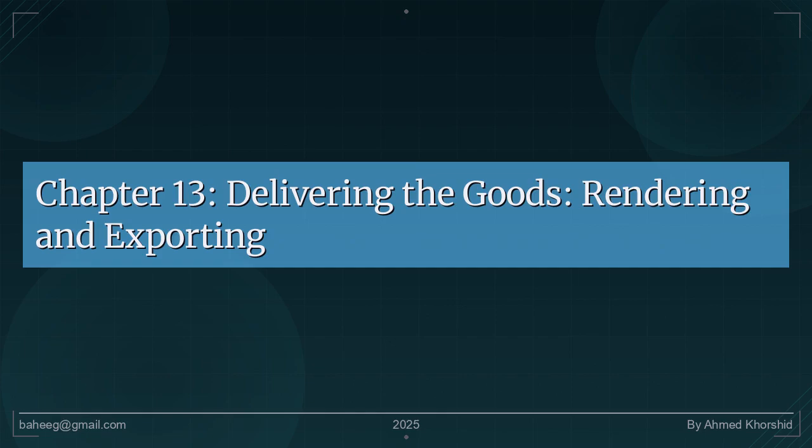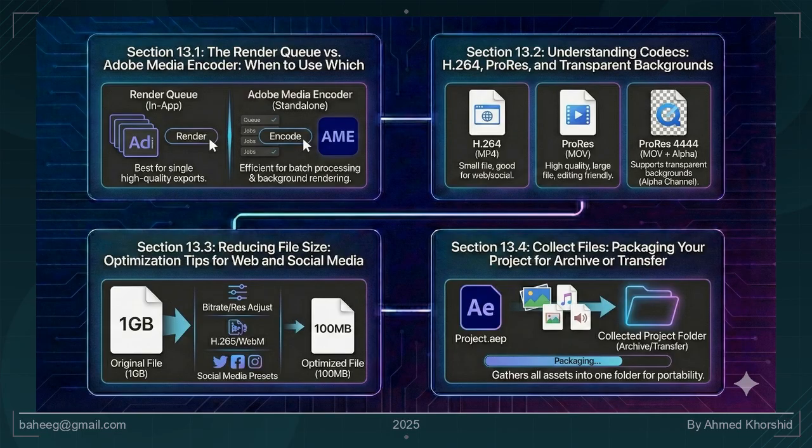Chapter 13, Delivering the Goods, Rendering and Exporting. Section 13.1, The Render Queue versus Adobe Media Encoder, When to Use Which. Section 13.2, Understanding Codecs, H.264, ProRes, and Transparent Backgrounds. Section 13.3, Reducing File Size, Optimization Tips for Web and Social Media. Section 13.4, Collect Files, Packaging your project for archive or transfer.